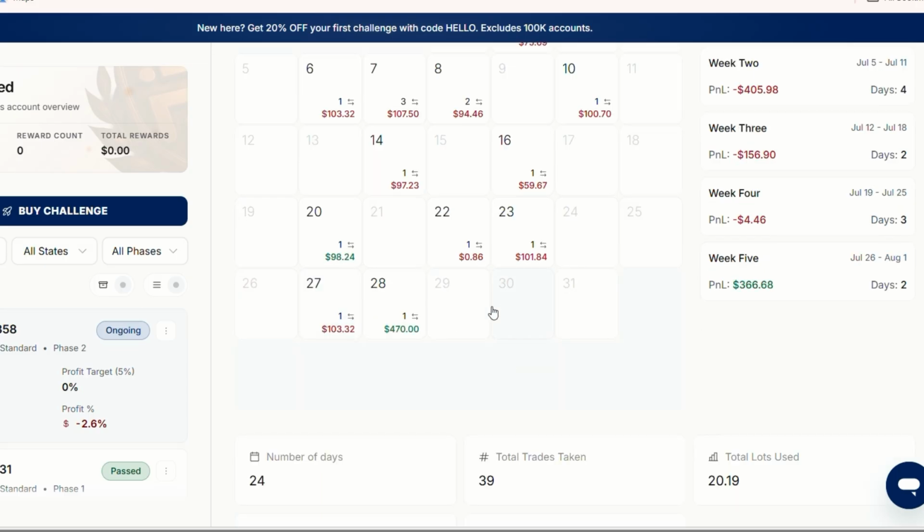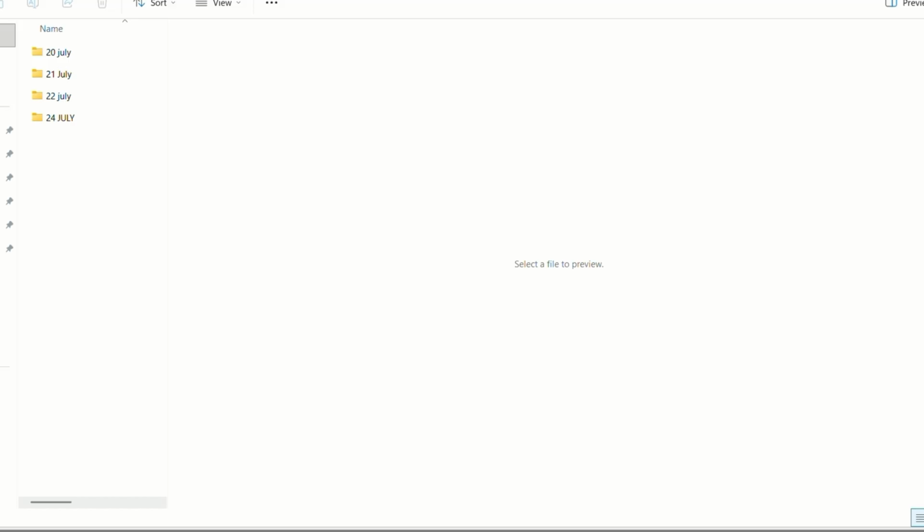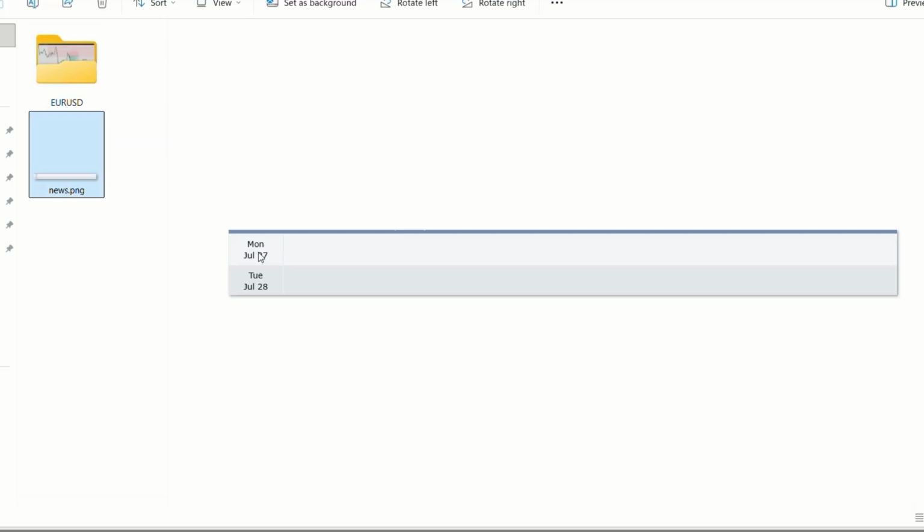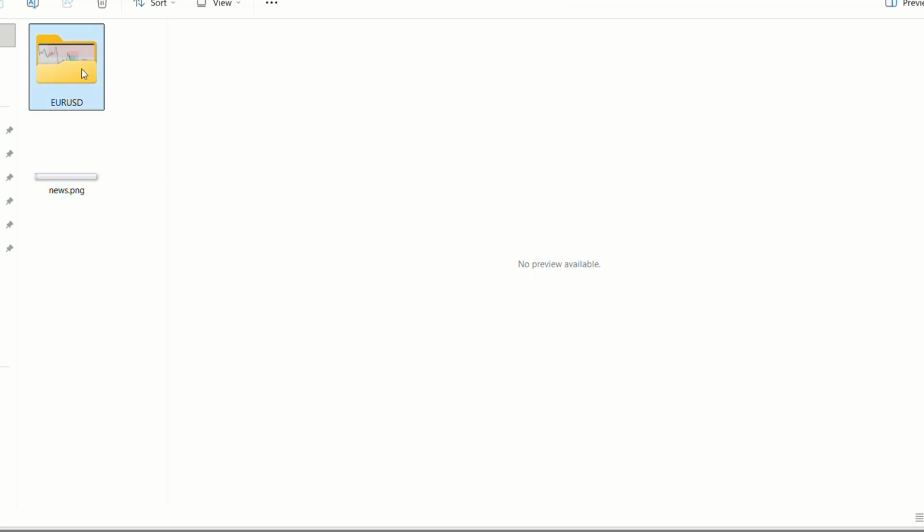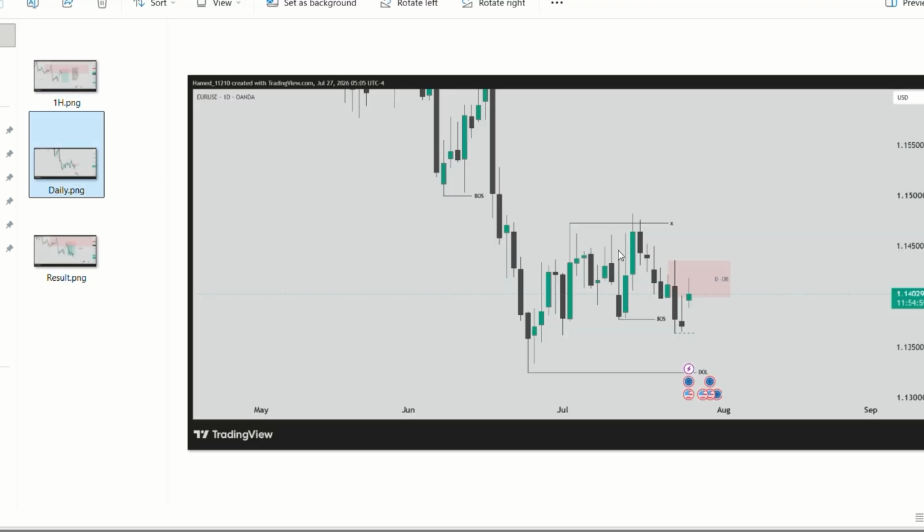Let's go for week 5, where we had only one trade, $470. Let's see how that was and why the risk of that completely changed. Let's see what happens. 27 July, this is week 5. As you can see, news: Monday no news, Tuesday no news, Euro USD. This is how the daily looks.